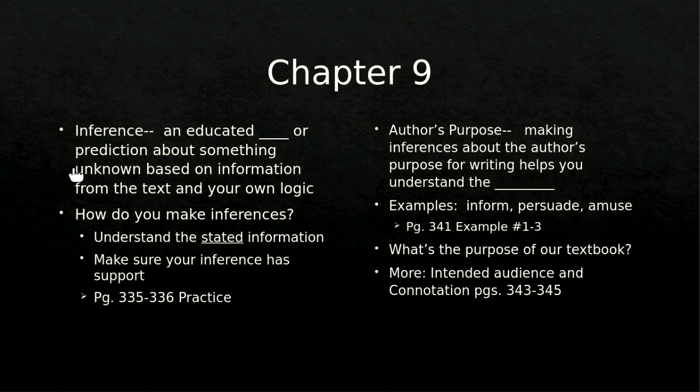So my next point is how you make inferences. I have two major points. Your book on page 332 has 6 different steps or ideas about making inferences. I kind of condensed them into 2 of the most important. So before you can make a good inference about the meaning, you need to understand the stated information. So you need to understand what's already there in the words. For example, looking up words in the dictionary or understanding the connotation of a word, okay?